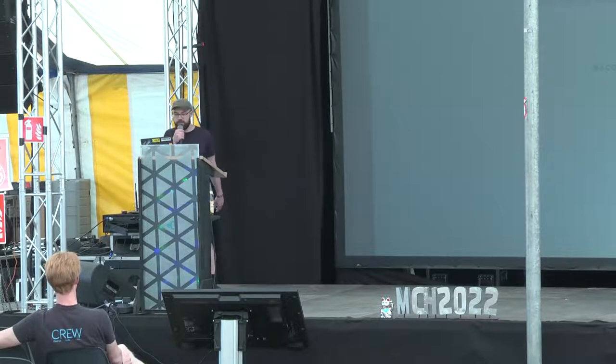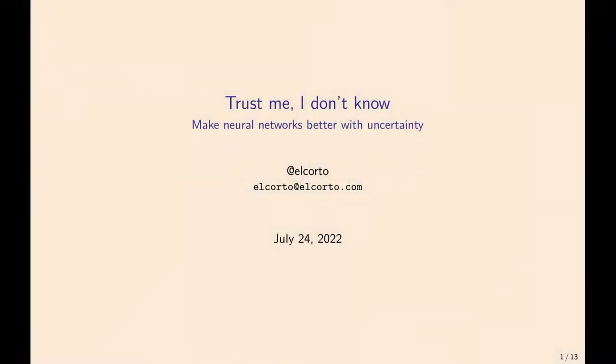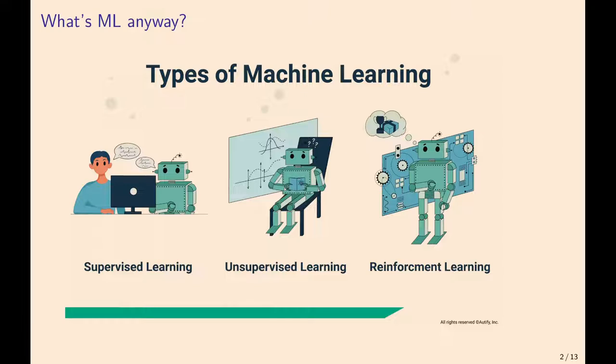This is my first talk at an event like this, so I thought I'd start with a lightning talk. The topic of the talk is how to make neural networks better with uncertainty, and we'll find out in a minute what that is all about.